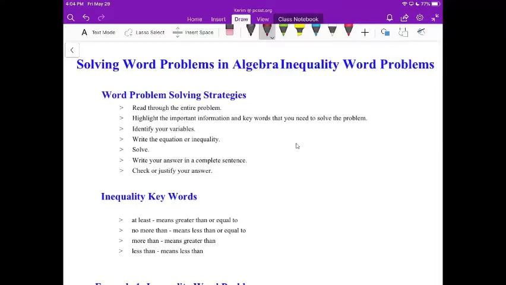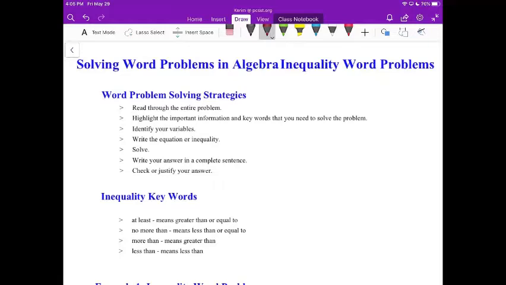Read through the entire problem. This is the first step. Always read through the problem. Or you may go sentence by sentence, highlighting the key terms or the numbers. The second bullet says highlight important information and keywords that you need to solve the problem. With this highlighting and circling those important terms, it helps you separate the important information in the problem that you're going to use during the solution. And then the third one, identify your variables.